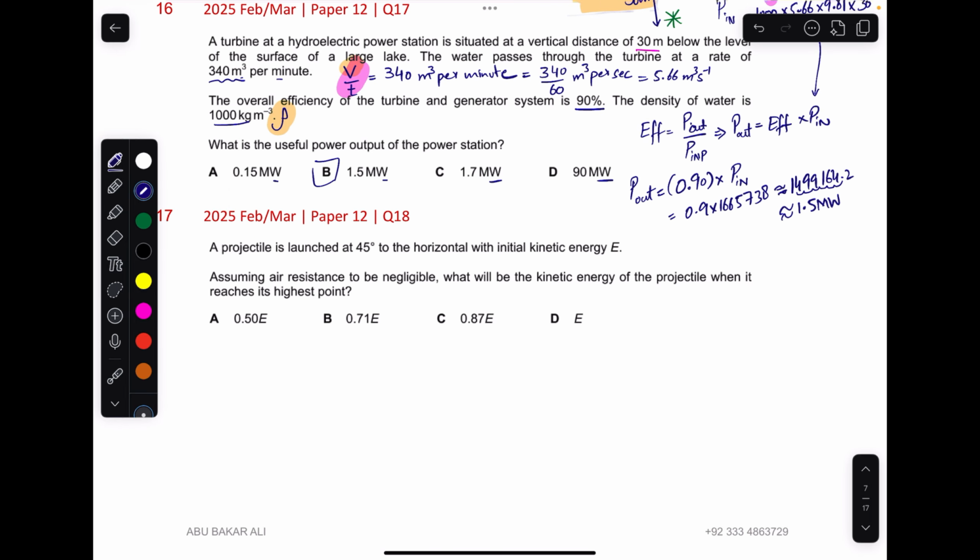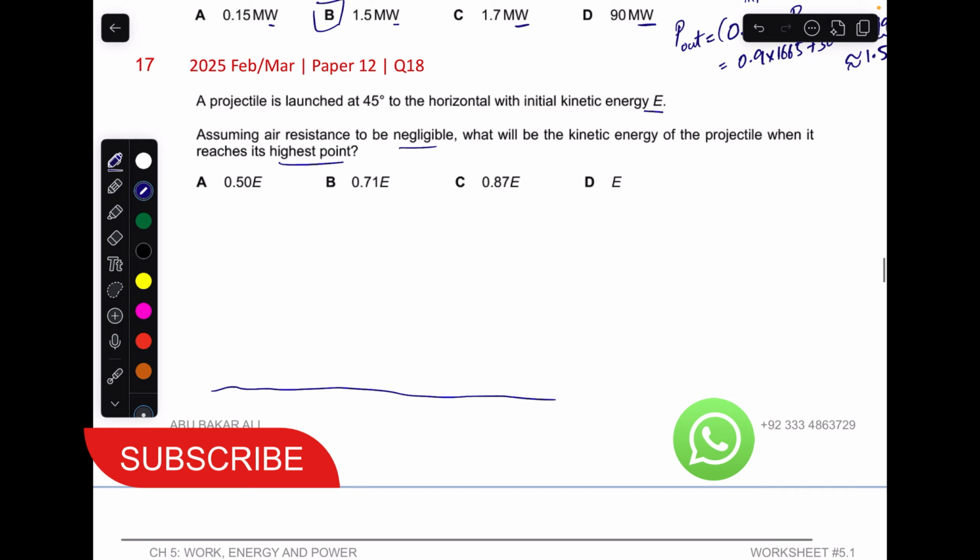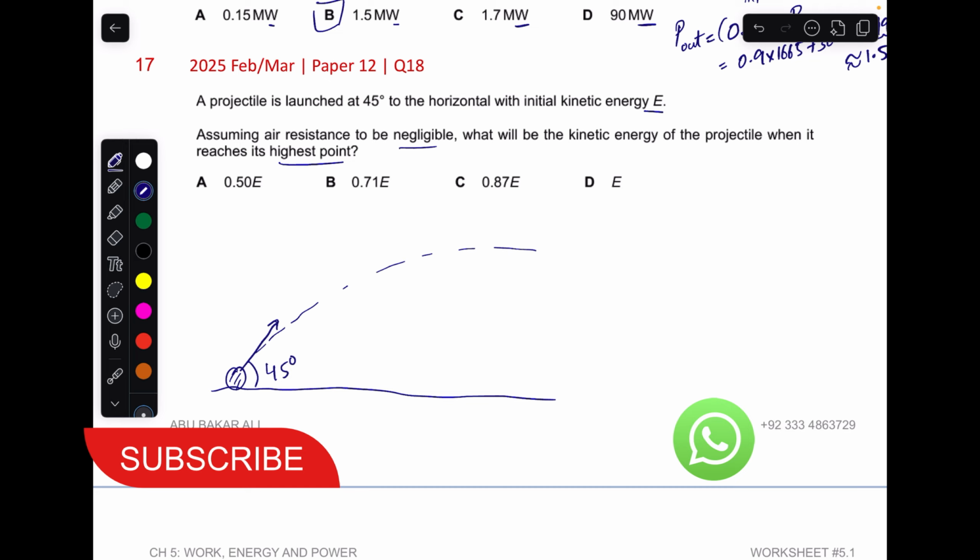In the next question, a projectile is launched at an angle of 45 degrees to the horizontal with an initial kinetic energy E. Assume air resistance is negligible. What will be the kinetic energy of the projectile when it reaches its maximum height? So let's imagine the scenario. This is the ground. There is a projectile. It is launched at an angle of 45 degrees. As it is launched, it will move like this. Let's suppose this is the maximum height.